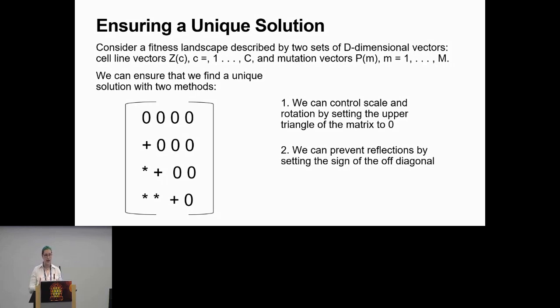But we can control the rotation and scale by setting the upper triangle of the matrix to be 0. And we can prevent reflections by setting the sign of the off diagonal. So we're preventing it from rotating in space, we're preventing it from growing and shrinking, and we're also preventing it from reflecting. Now, this is a somewhat biased view of what this constraint looks like, because in reality, the actual number of rows in the matrix is generally substantially larger than the number of dimensions. So while here it looks like a lot of changes to the matrix and a lot of control, in reality it's very little.